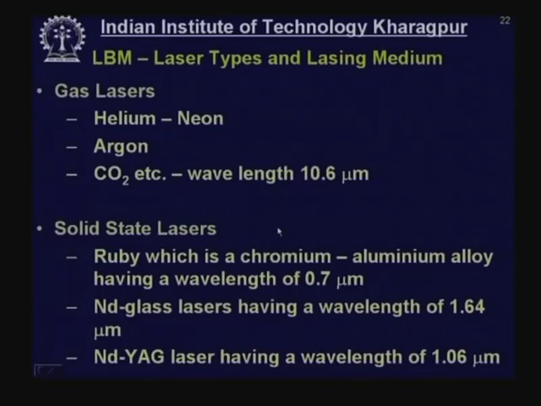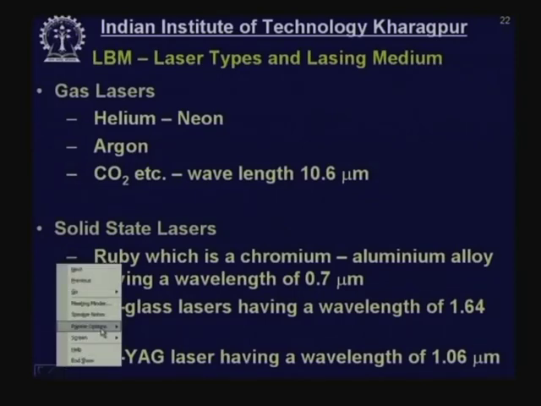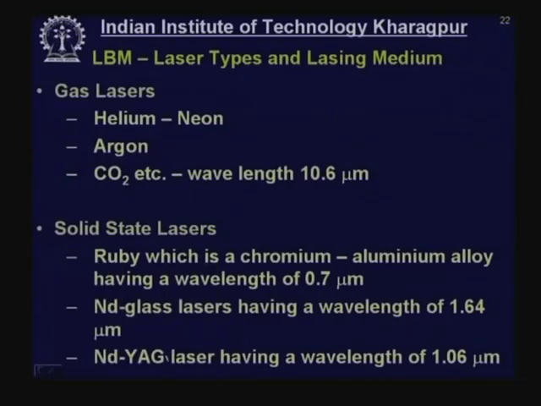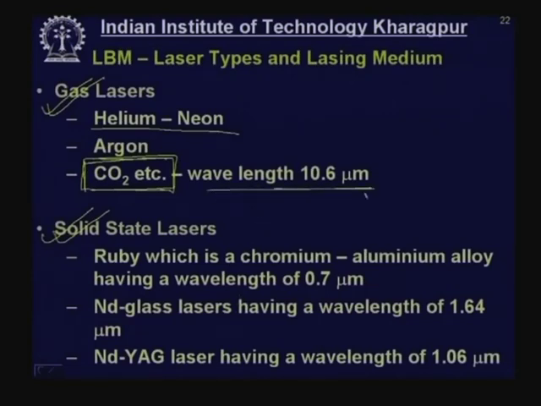Now, let us see what are the different types of lasers and the lasing medium, that is what is used as the laser. There are two different kinds of lasing medium, one is called gas laser, the other one is called solid state laser. Typically helium, neon, argon and carbon dioxide lasers are used. Carbon dioxide laser is the most industrially used laser, having a wavelength of 10.6 micron.